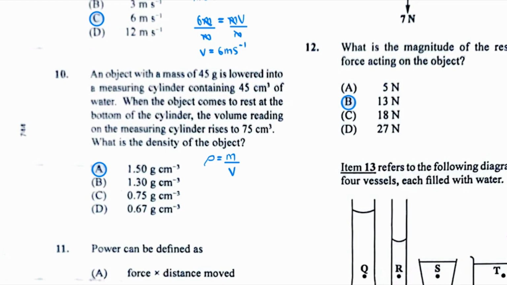Think of this. All objects have a volume, right? So they take up a specific volume. So by adding that into the measuring cylinder with water, you are displacing a certain amount of volume.